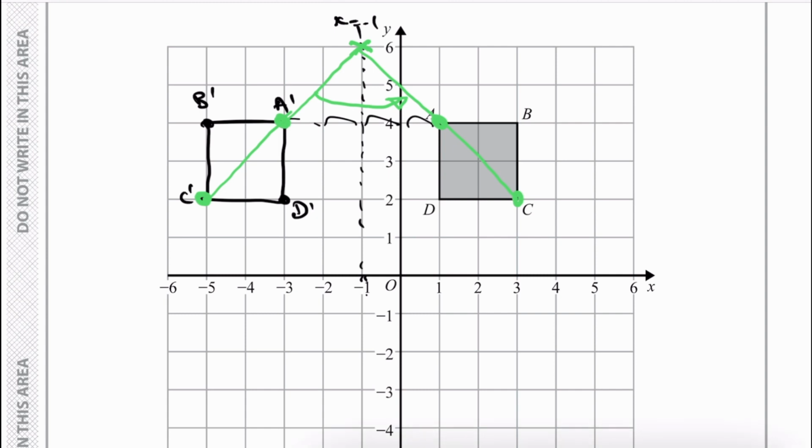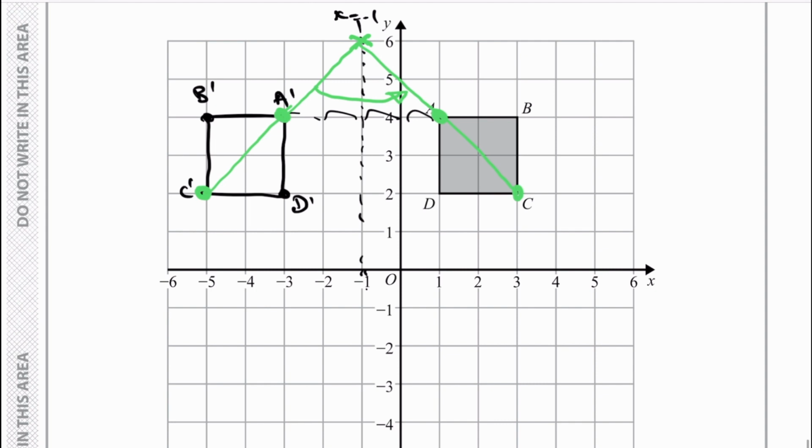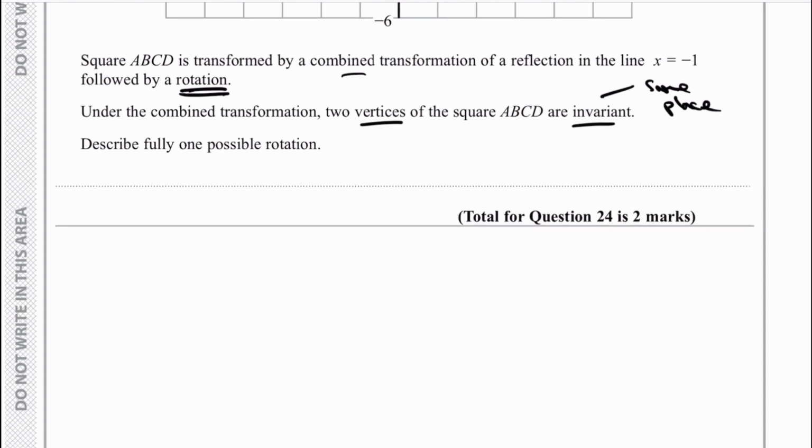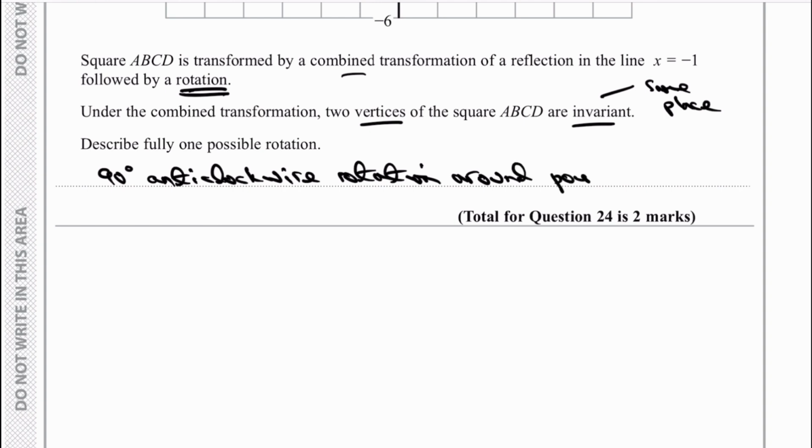And what I'll do on the worksheet is, if you would like me to, I'll also give you some other options for it, or maybe you could print this off and have a go at this for yourself. So in answer to the question, one possible rotation would be 90 degrees anti-clockwise around the point -1, 6.